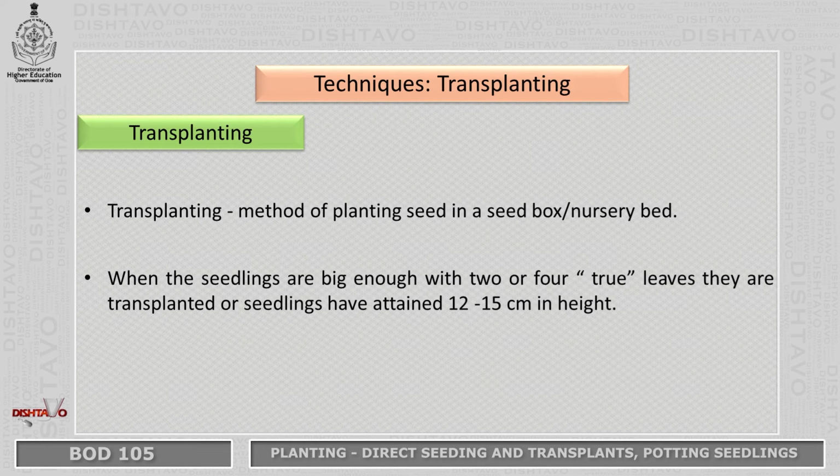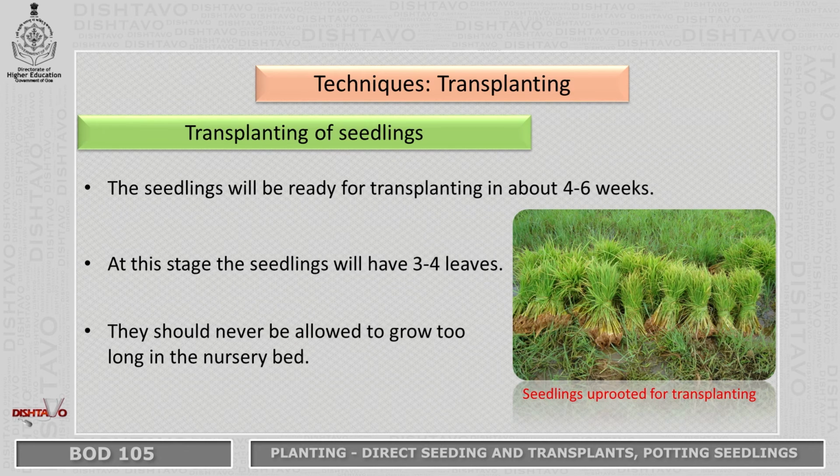Next technique is transplanting. Transplanting is a method of planting seeds in a seed box or nursery bed. When the seedlings are big enough with 2 to 4 true leaves, or when seedlings have attained 12 to 15 in height, they are transplanted.